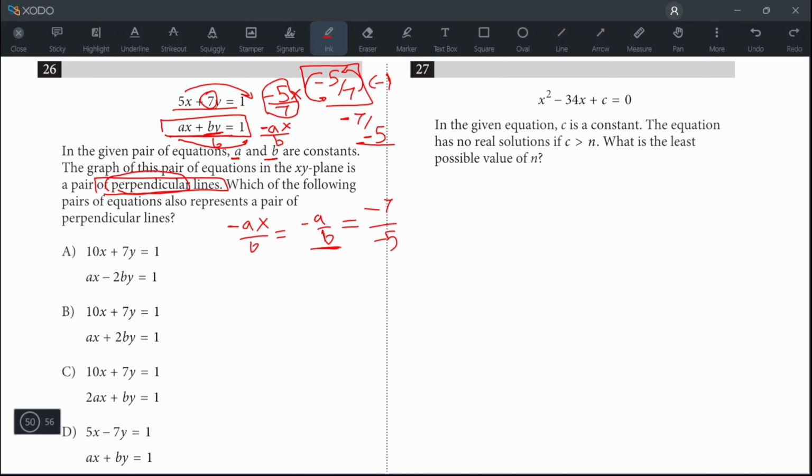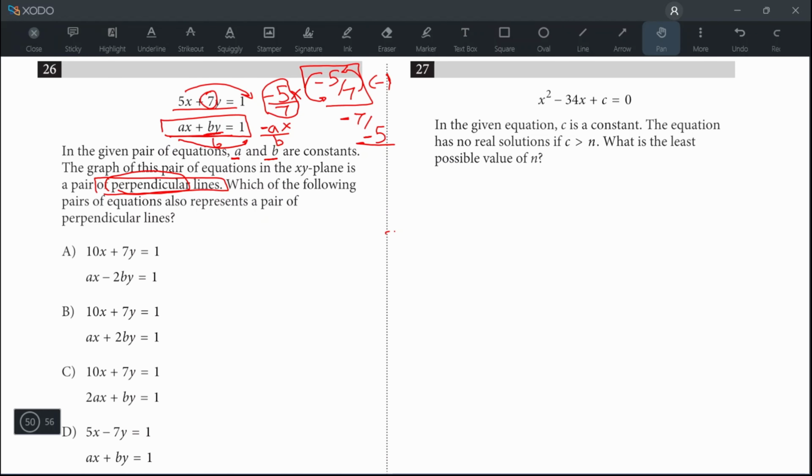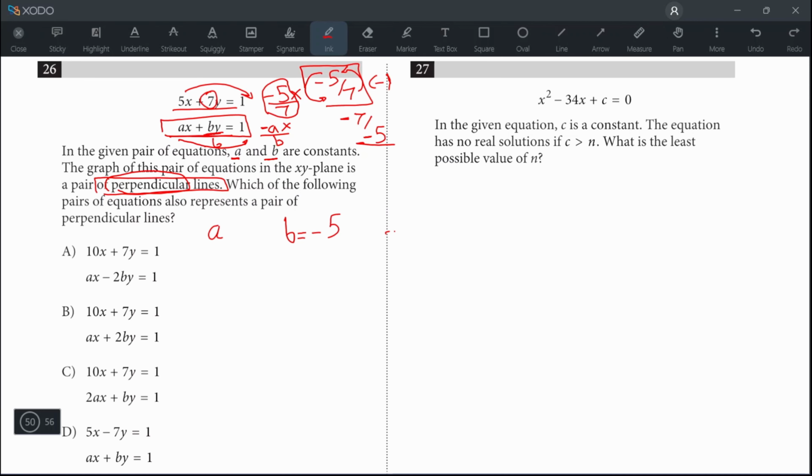So what is the value of b? The value of b is negative 5, so b is equal to negative 5, and the value of a is 7, because we already have a negative sign, so a is equal to 7. Now let me clear up some space. We know that b is equal to negative 5 and a is equal to 7. Now let's check out our choices.